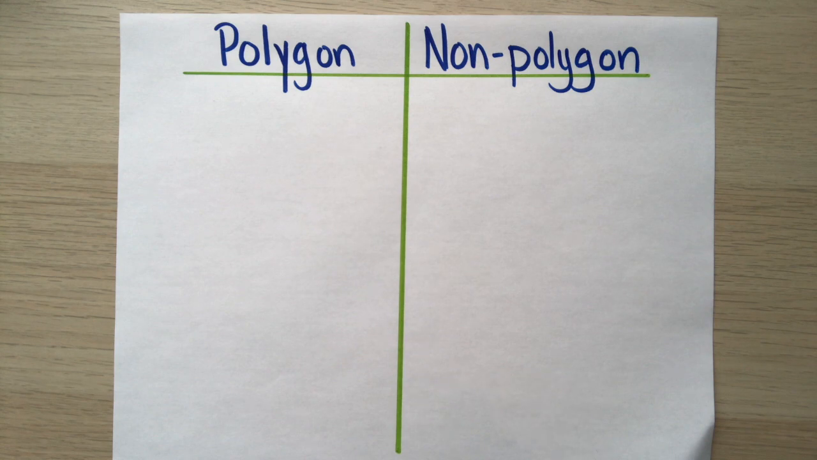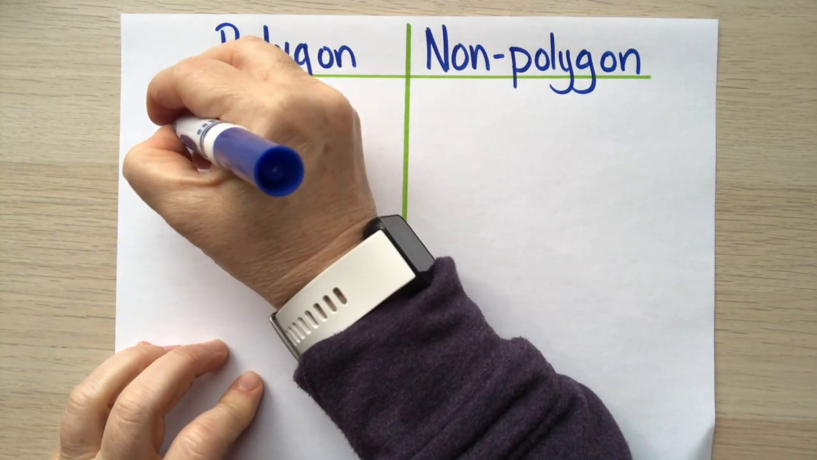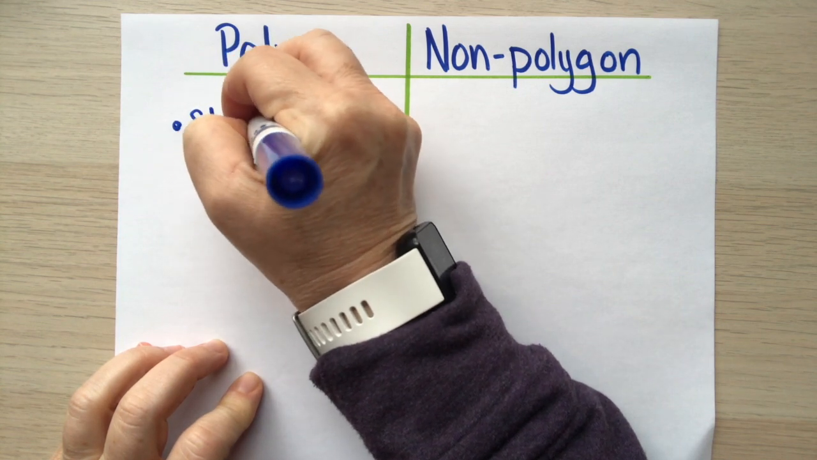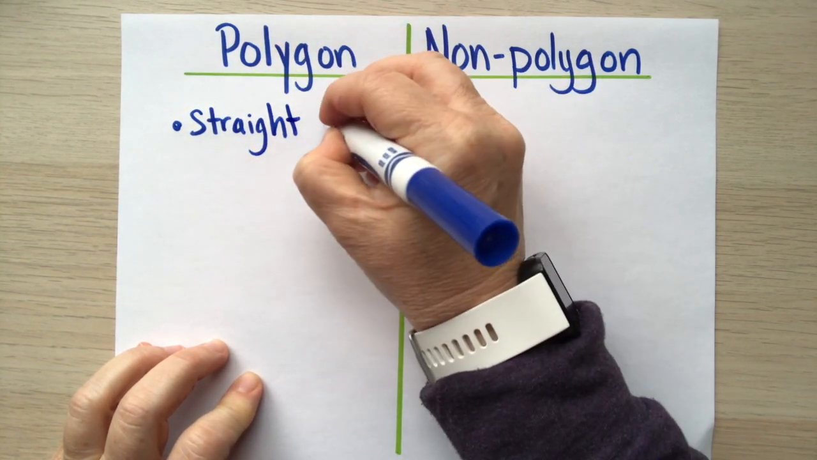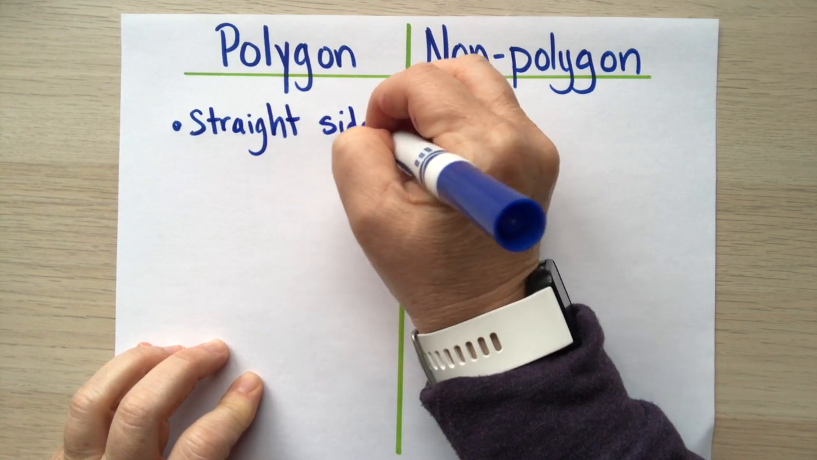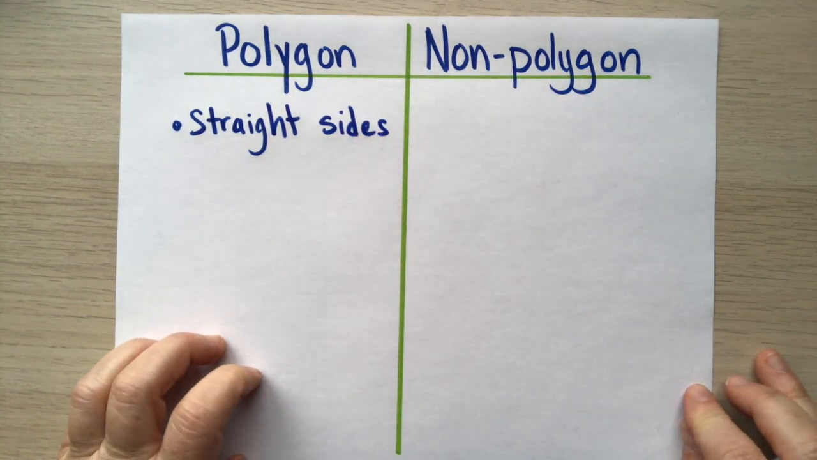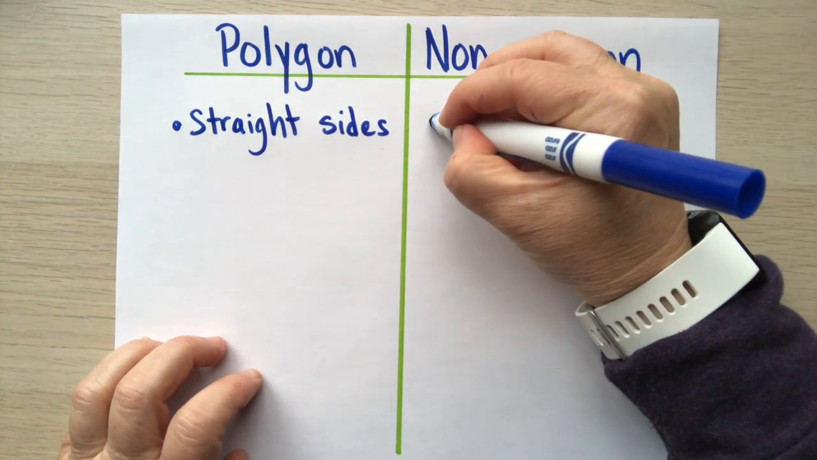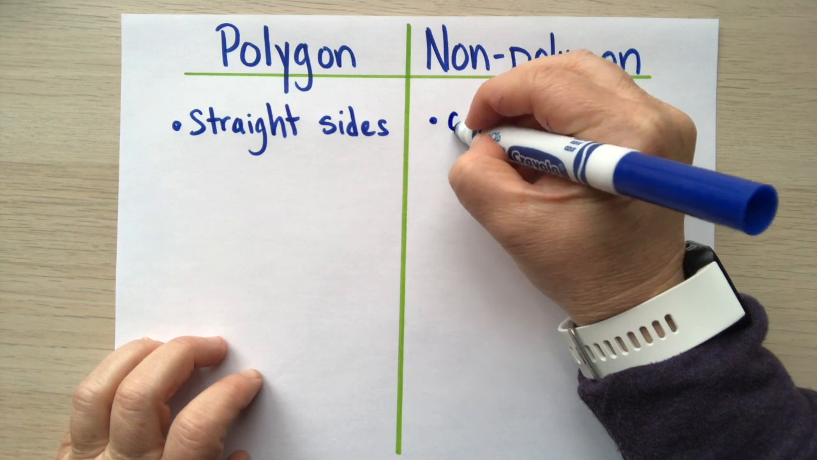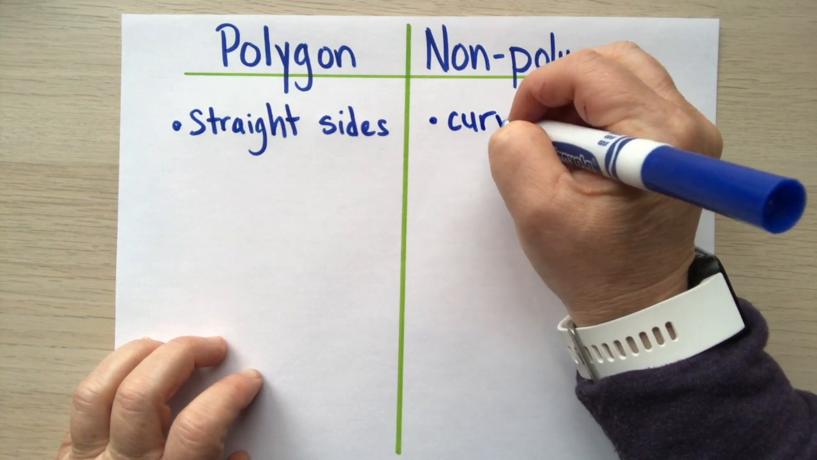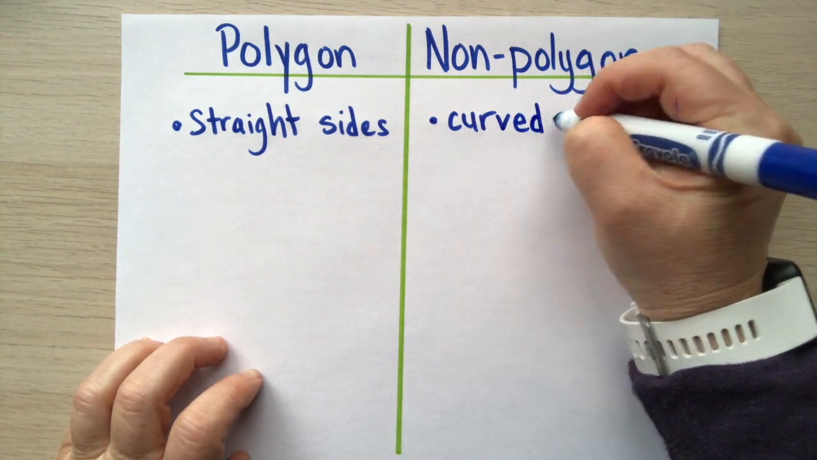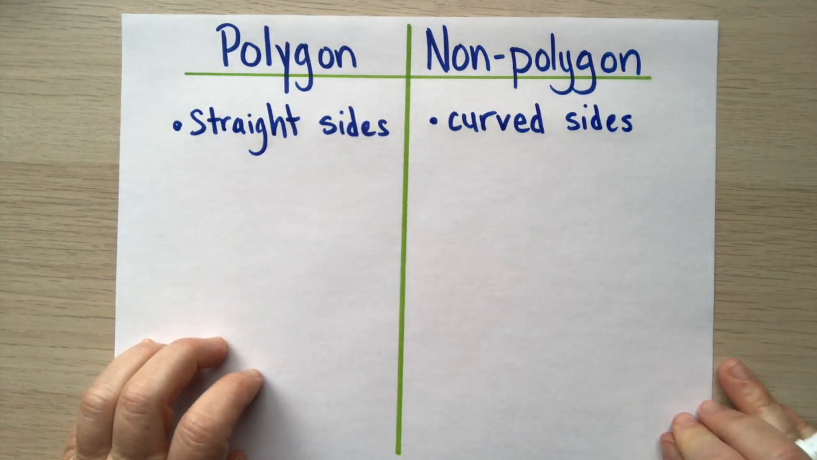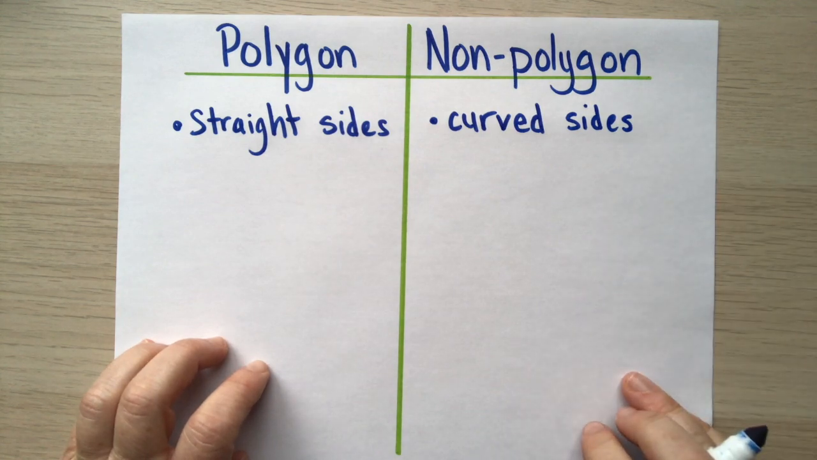So for polygons, you need to have straight sides. So there can be no curved sides. For example, something like a circle is not classified as a polygon. So if you have any curved sides on your shape, it would be classified as a non-polygon.